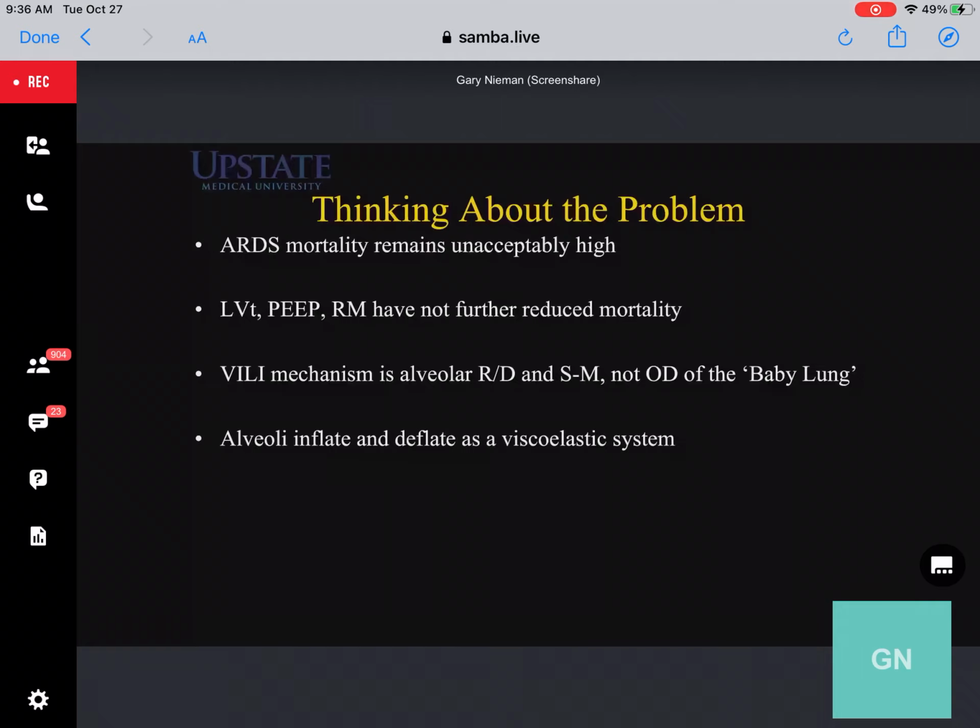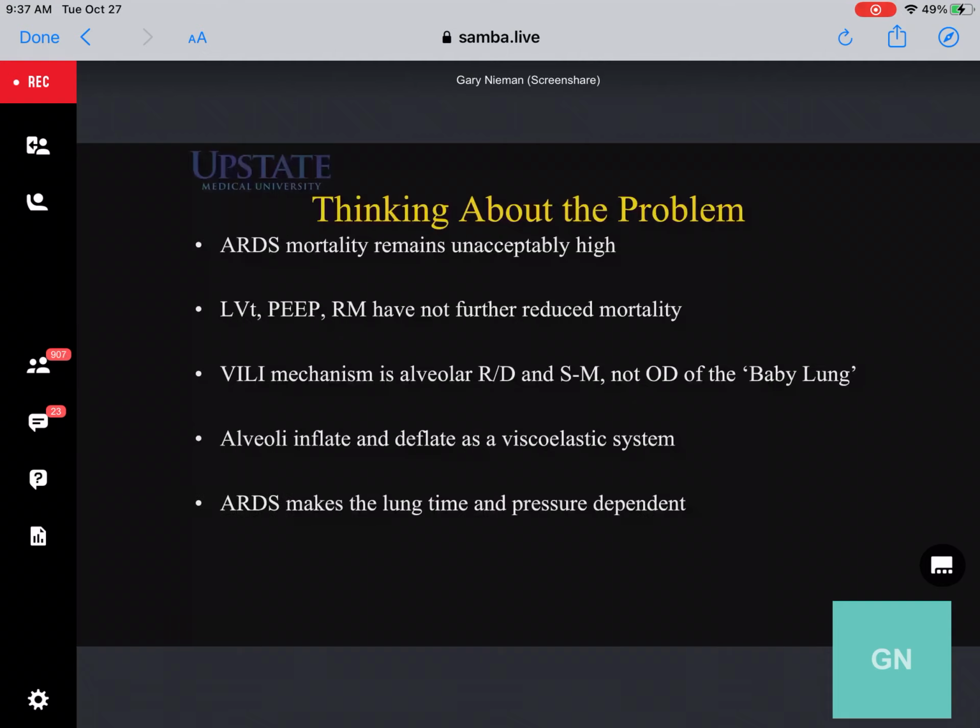The key thing is that alveoli don't inflate and deflate like an elastic balloon, but rather as a viscoelastic system. Another way to think of the viscoelastic system is like the piston in your spring door or your storm door. As you go out the storm door, it closes quickly initially and then slowly shuts back down. And so a viscoelastic system is like that piston. That's the spring and dash pot component of a viscoelastic system. So if you think about that, that's how alveoli open and close.